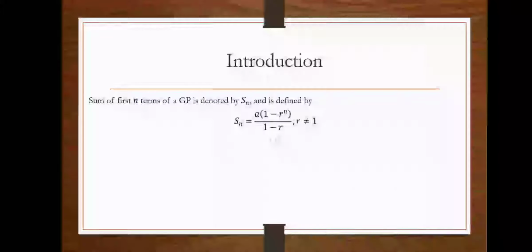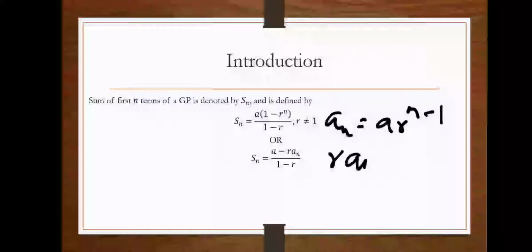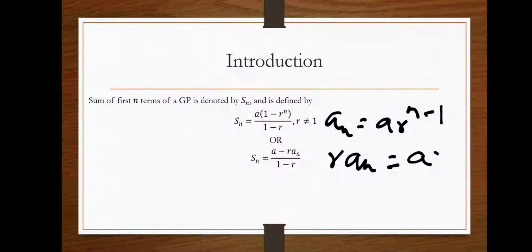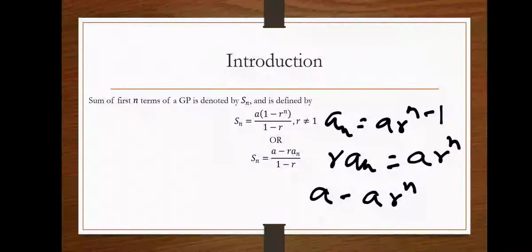And the same thing can be written as (a minus r an) by 1 minus r. Now let me explain how this comes. Now an means a r to the power n minus 1. Now if you multiply r to this, then r times an becomes a r to the power n, right? So a minus r an is basically a minus a r to the power n.